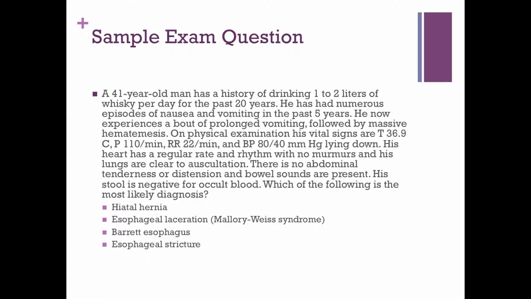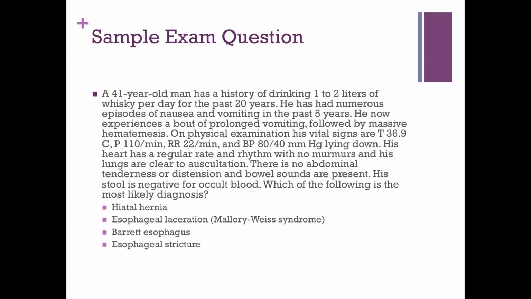I am not going to give you the answer for this. Whoops. Maybe I just did. So I want you to read this and think about what signs there are that are important and what might lead you to the correct answer. He's been drinking, nausea, vomiting. He has hematemesis, massive bouts, so lots of vomiting blood. He has really low blood pressure. His heart rate is interesting, not slow.